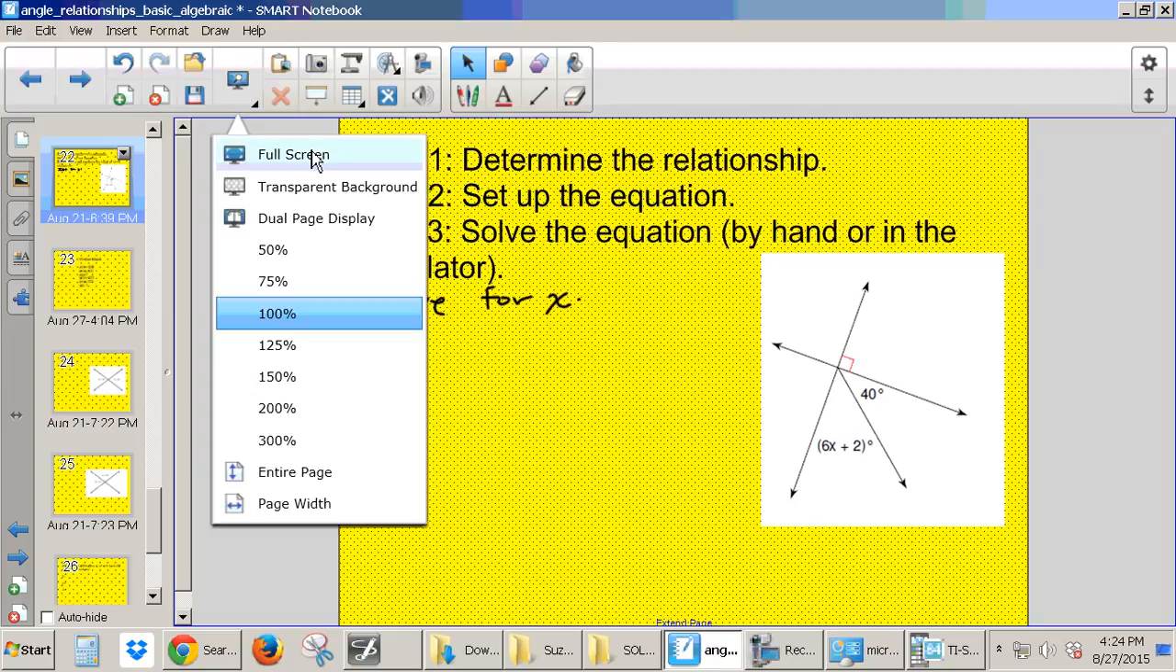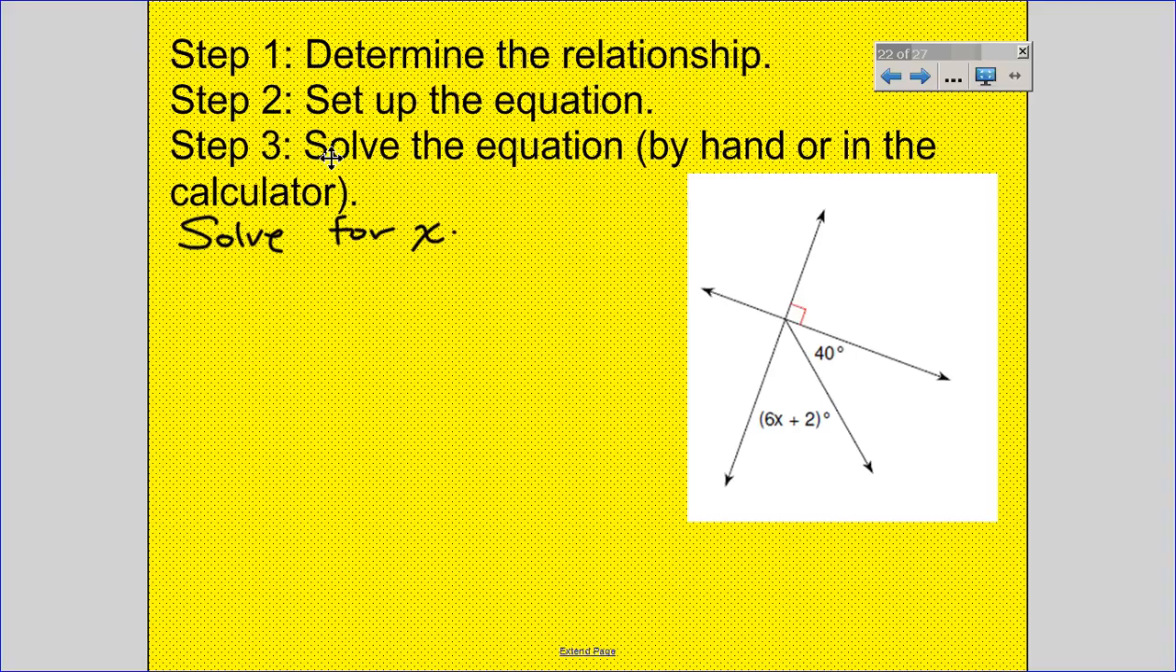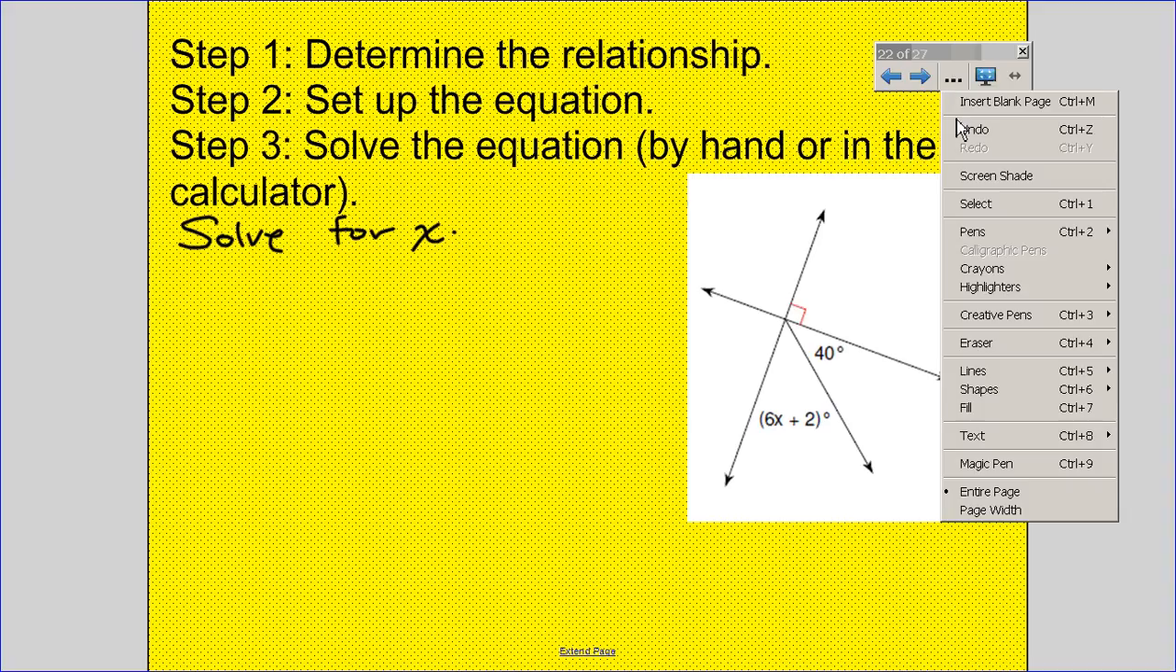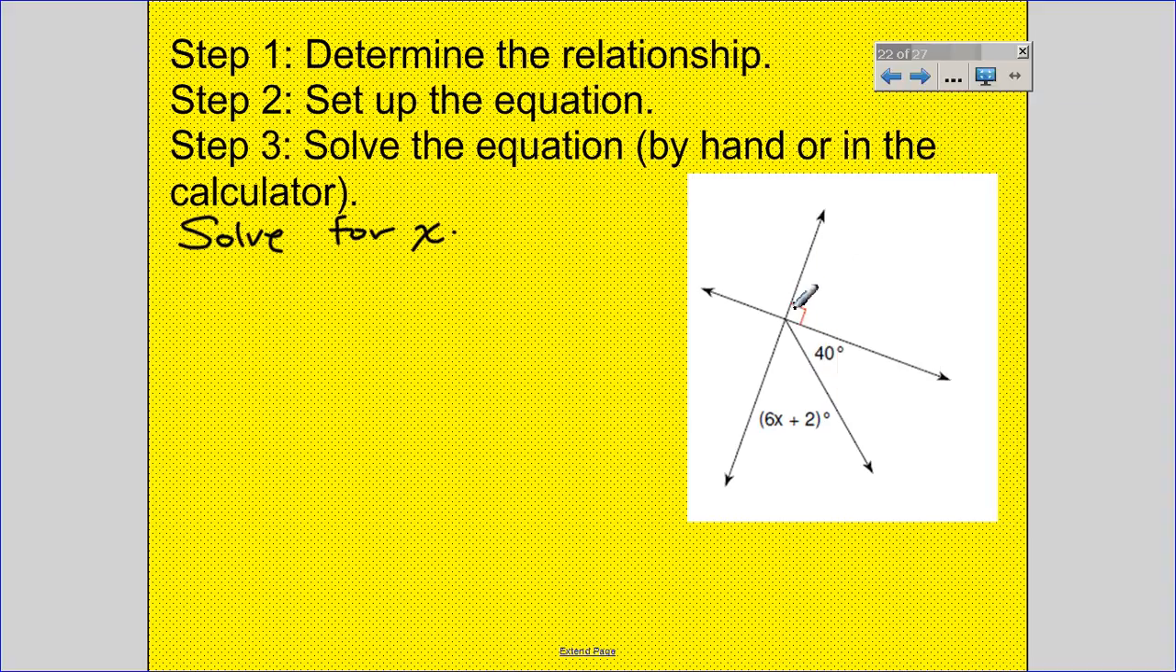In geometry, you're often asked to find the value of x that makes a certain relationship true. As you can see here, we have two angles that make a 90-degree angle, because where these two lines are perpendicular, every angle is 90 degrees. So one angle, 40 degrees, and the other angle, 6x plus 2, are complementary.